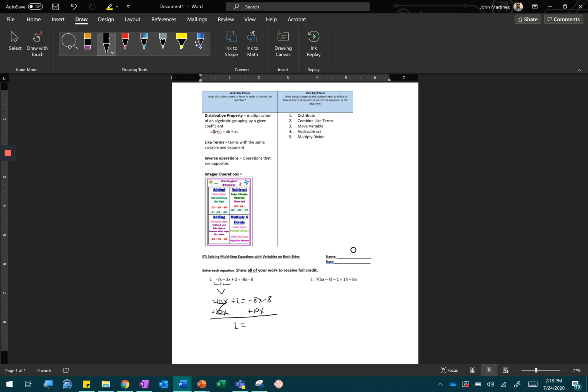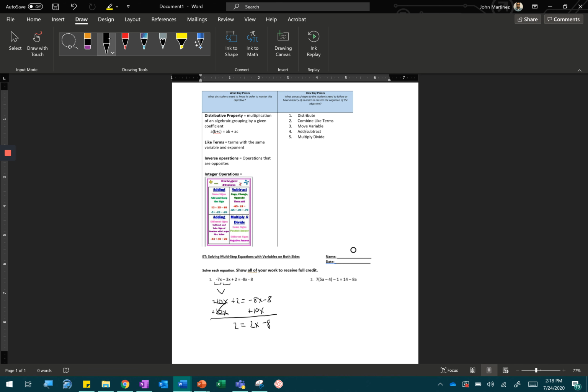If I'm adding and they have different signs, then I'm going to subtract and take the sign of the number with the larger absolute value. So I'm going to subtract 10 and 8, which is 2. The largest absolute value between an 8 and a 10 is a 10, so this is a positive 2. So this is a 2x. And then I drop down my minus 8.